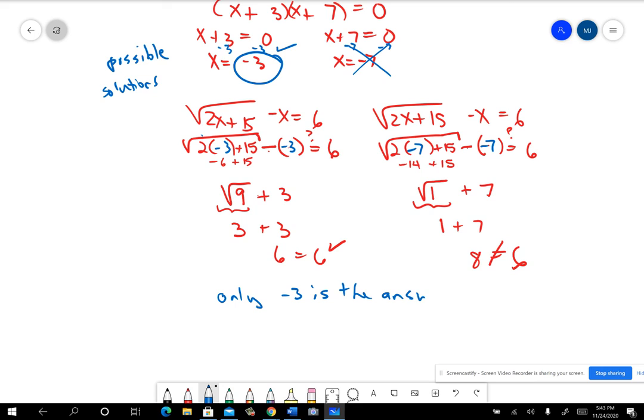Gotta check. When you square both sides, you could introduce extraneous roots. Okay. All right, so that's the last problem on that page.